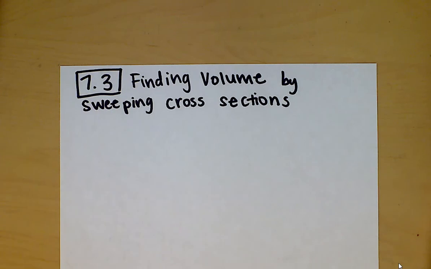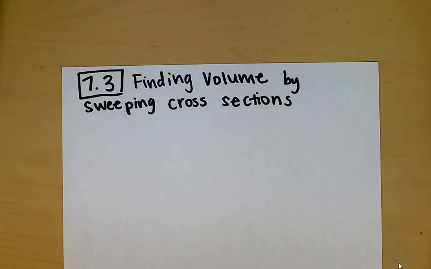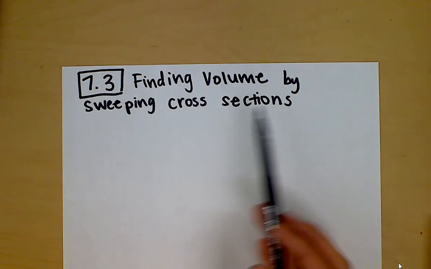Hello, calculus students. Here are your notes for section 7.3, which is finding volume by sweeping cross sections. The other sections in 7.3 have also been finding volume, but those have been about finding volume by revolving an area around an axis. In this one, we're going to find volume by sweeping cross sections.